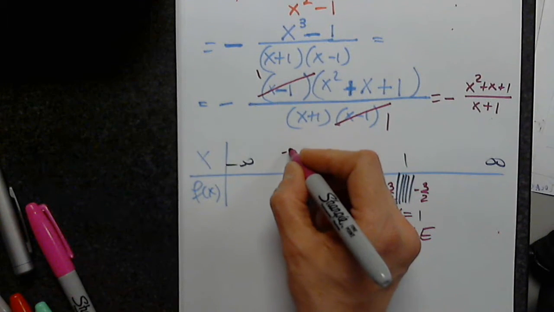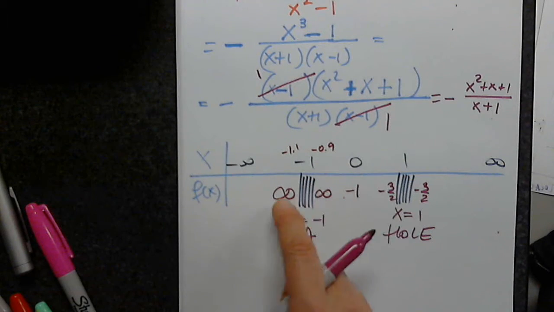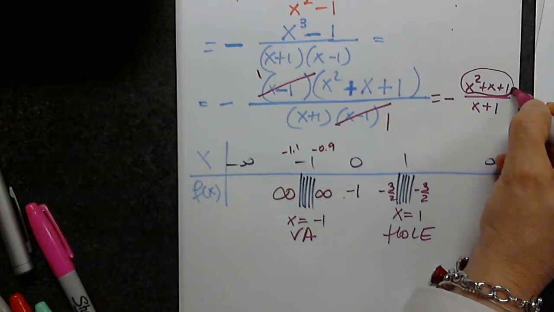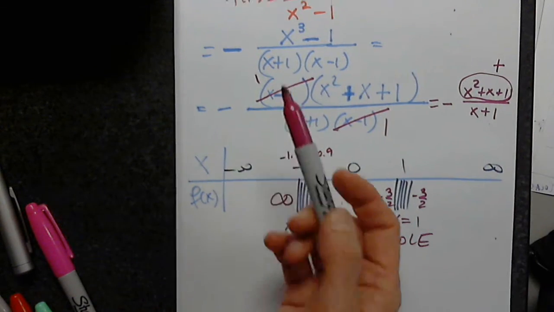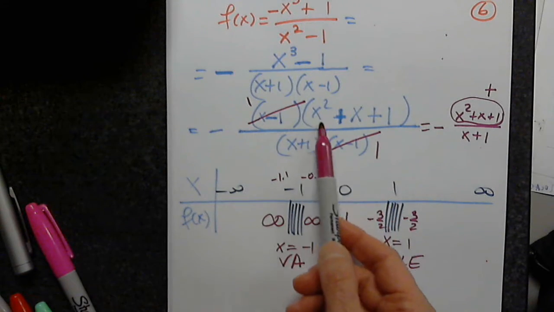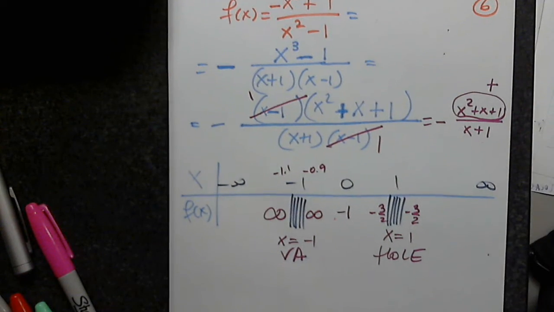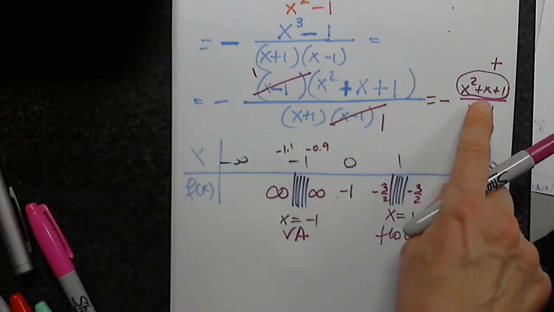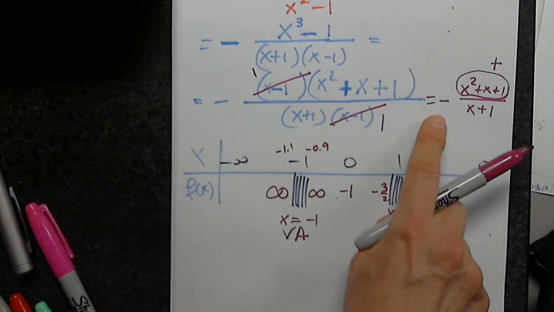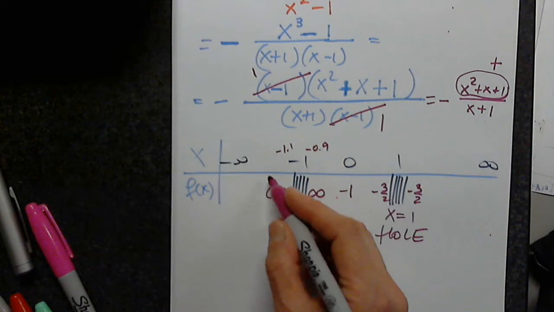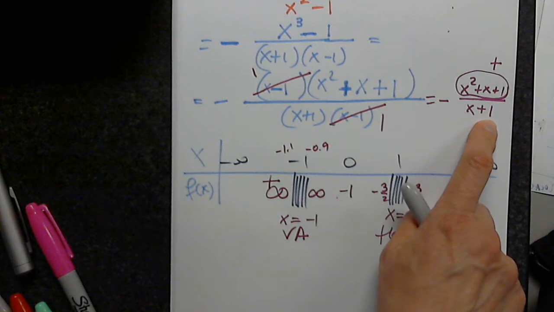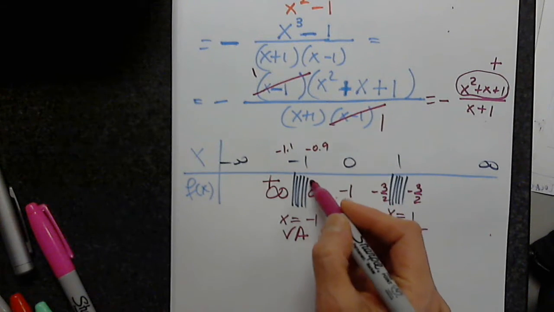I have to use -1.1 and -0.9 to determine the sign here. This is always a positive number. How do I know? It's because it's coming from a difference of cubes and it has degree 2. This will always be a positive number. So let's plug in -1.1. -1.1 plus 1 with minus in front. Awesome. -0.9 plus 1 with a negative in front.